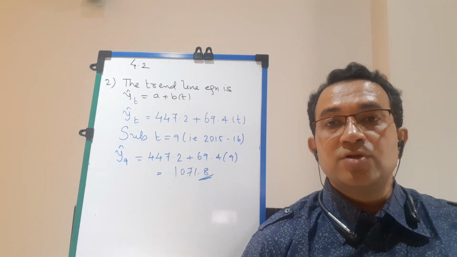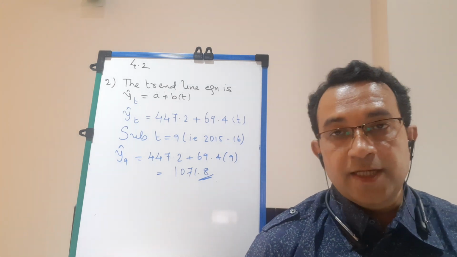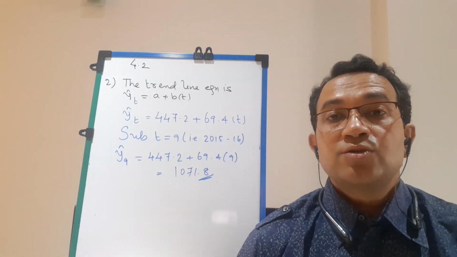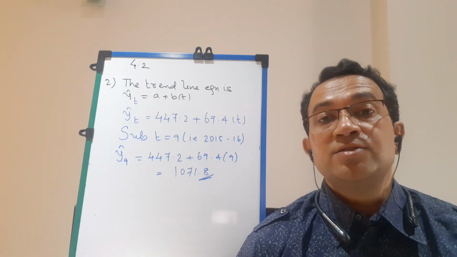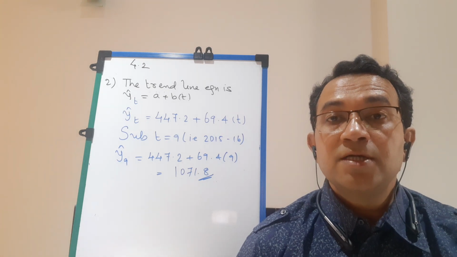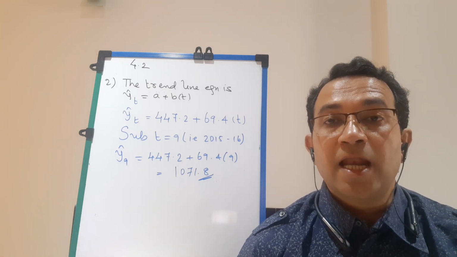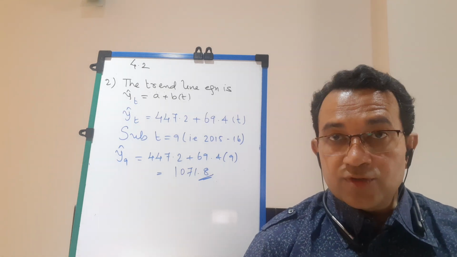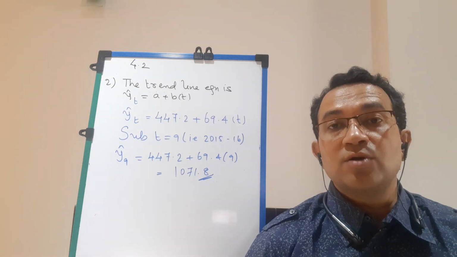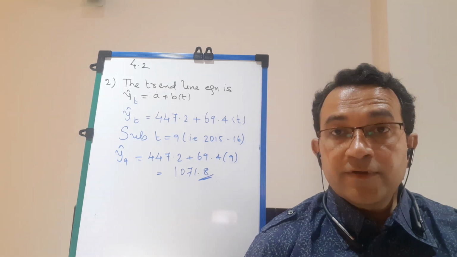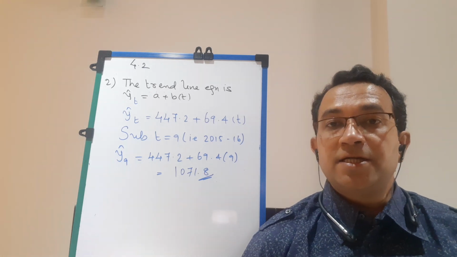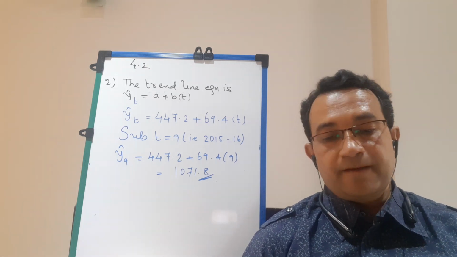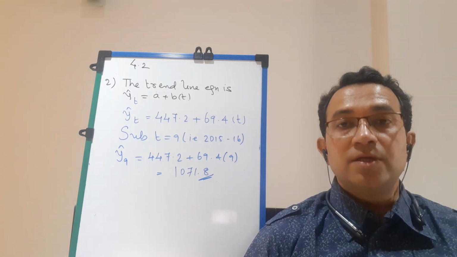Now this sum, students, has an additional point, and that is trend values. Students, trend values are always obtained after we find the trend line equation. That, students, we have to remember.